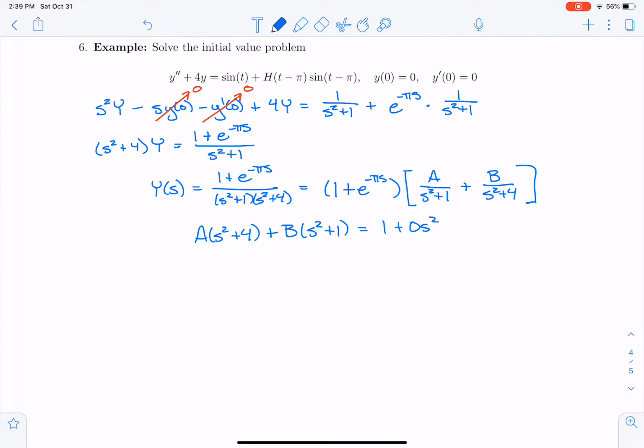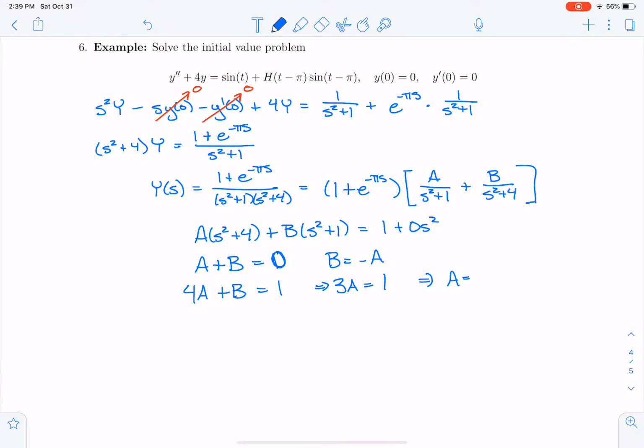So multiplying this out, the coefficients of s squared are A plus B, and they have to sum to 0. So B in this case is minus A. And then for the coefficients of the constants, we get that 4A plus B is equal to 1. Of course, B is minus A, so 4A minus A is 3A, which is going to equal 1. And so A is going to be 1/3, B is going to be minus 1/3.